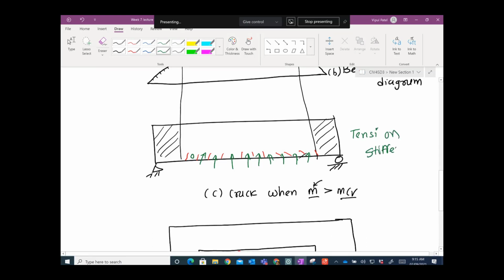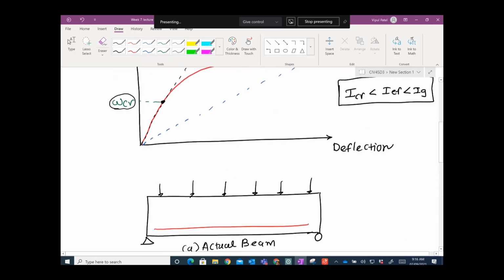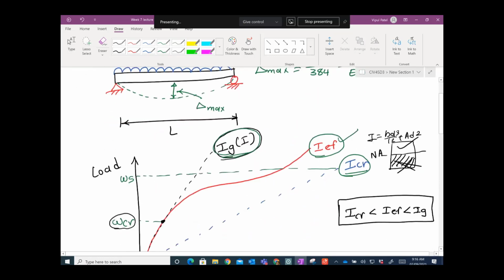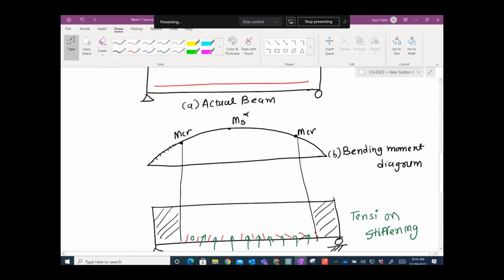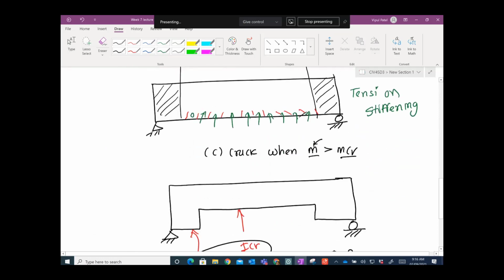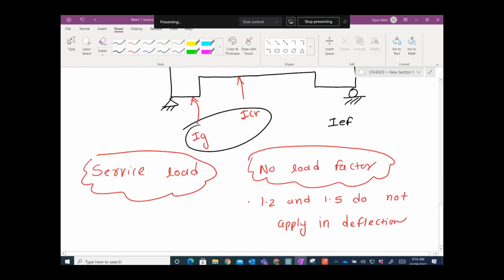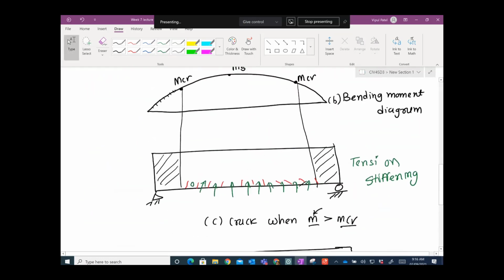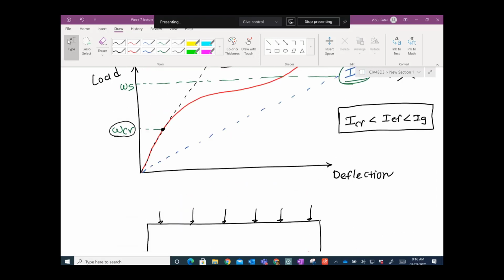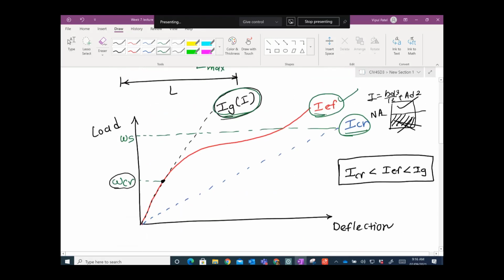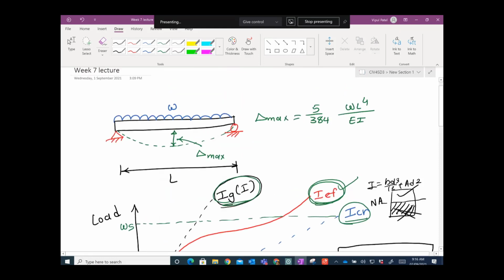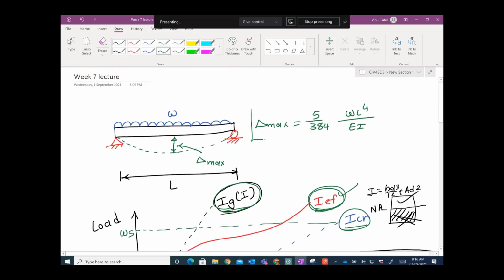Tension stiffening. So that basically is explaining this tension stiffening. So tension stiffening is representing these values. Now here you have this tension stiffening given to you considering this I effective. So basically our main goal is to calculate I effective, because we have equations.